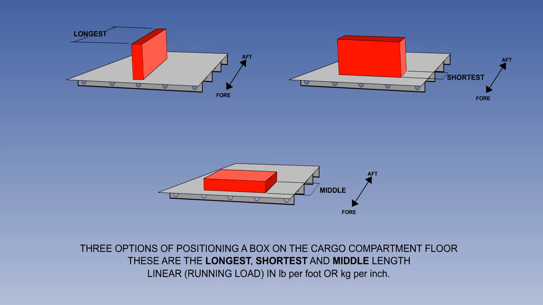The linear or running load limitation, pounds per linear foot or kilograms per unit inch, protects the underfloor frames from excessive loads. The limit is set as the maximum permitted load in any 1 foot, inch or meter length of the floor, irrespective of load width. We can find by simple formula 3 options available to position the load on the cargo compartment floor and whether any one of them would exceed limits.